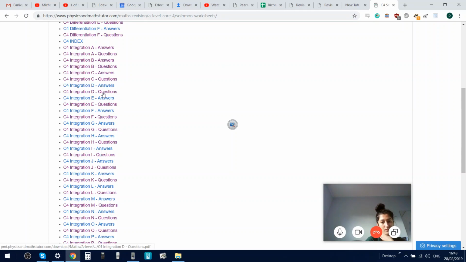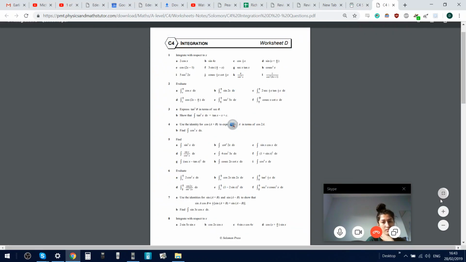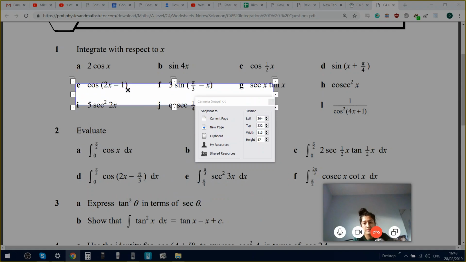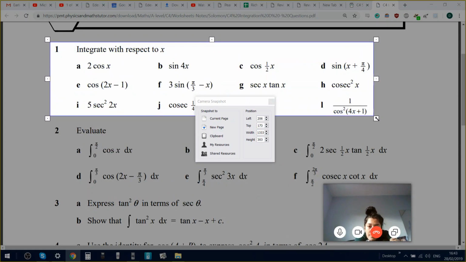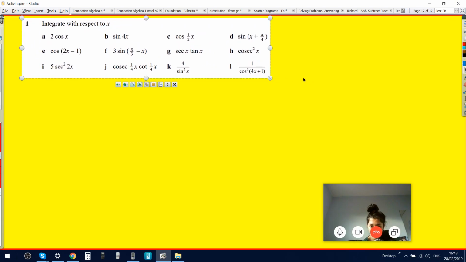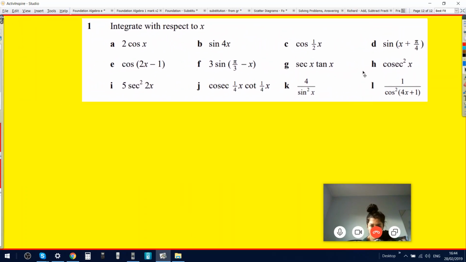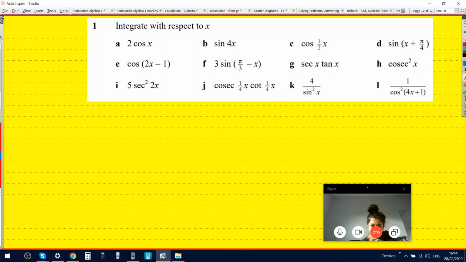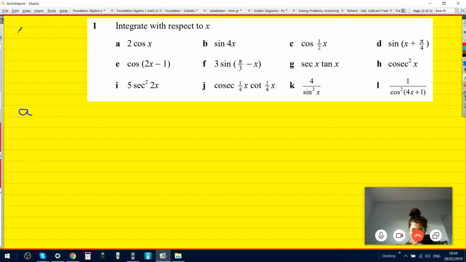D. Which one? A. 2 cos x integrates to 2 sin x, half sin x. You're thinking of if it was cos 2x, because then it would be a function inside a function. So what is it, 2 sin x?